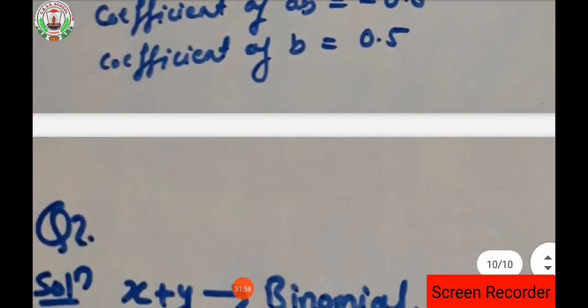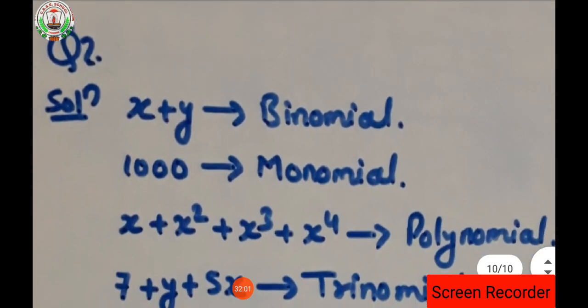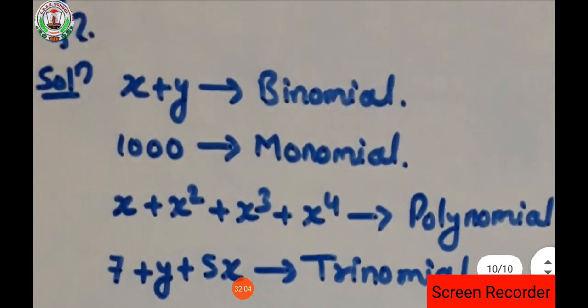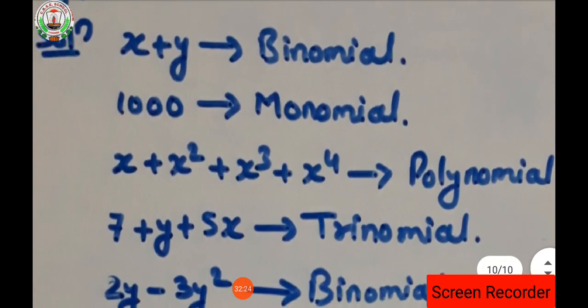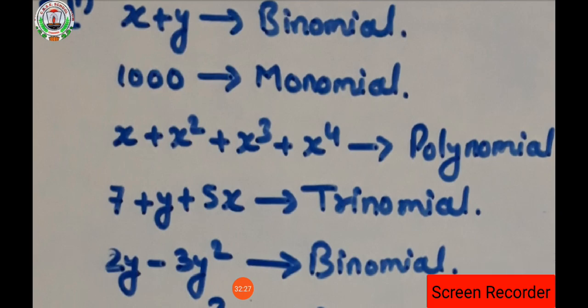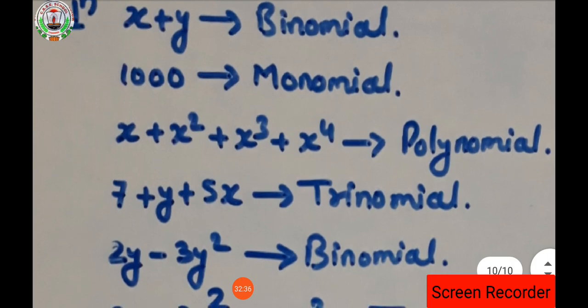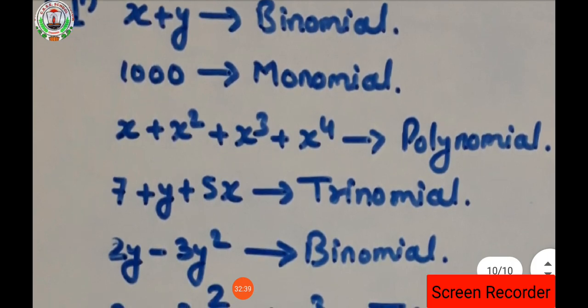Okay, now what is the second question? The second question is about classifying which of the expressions are binomial, monomial, polynomial and trinomial. Okay, so first, x plus y is 2 terms. Here 2 terms are present, isn't it? x and y are both the 2 terms, so it is a binomial. 1000 is 1 term, so it is a monomial. Next one is x plus x square plus x cube plus x to the power 4. So how many terms are there? More than 3 terms. If it is more than 3 terms, that means it is a polynomial.